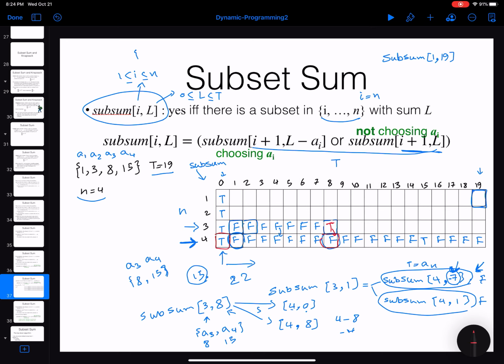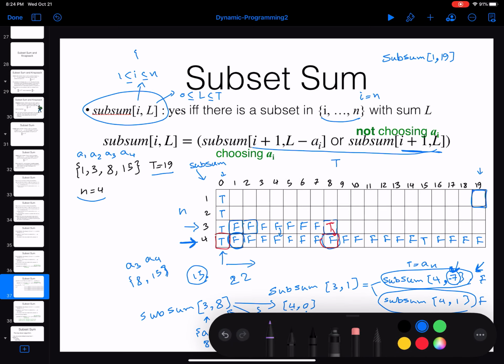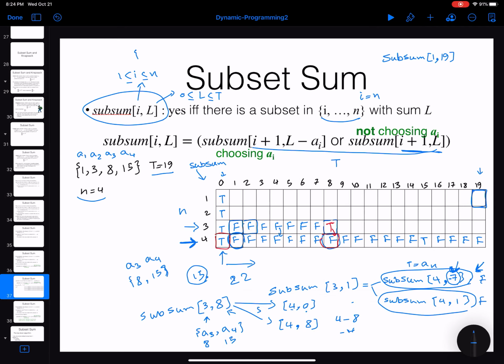And it actually makes sense, right? You have two items, 8 and 15, and you want to take a sum of them where the summation is equal to 8. Of course you are going to take A3, which is equal to 8, and this answer is going to be true. The answer is true for this one.